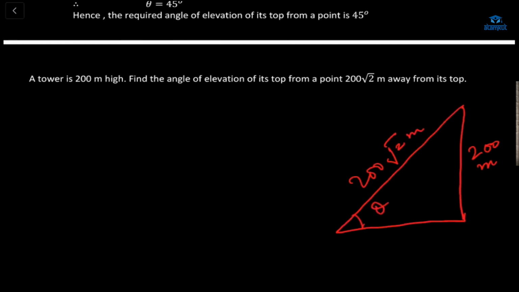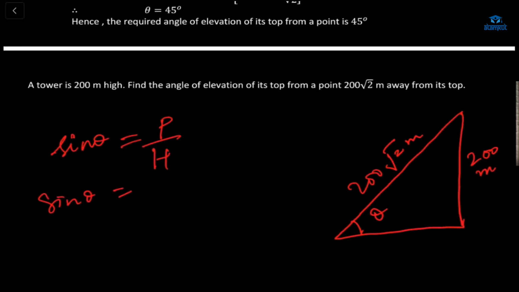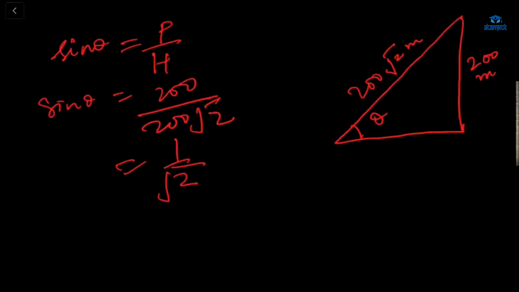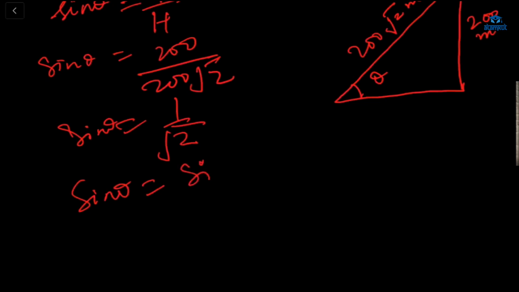Now, how can we find out the angle of elevation? Which trigonometric ratio uses perpendicular and hypo? Here, this is the perpendicular and this is the hypotenuse. So, which trigonometric ratio is going to use perpendicular and hypo? Sin theta. Sin theta is equal to perpendicular upon hypo. So, sin theta will be equal to 200 meter upon 200 root 2. So, it will be equal to 1 upon root 2. Sin theta is 1 by root 2, so sin 45 degree. So theta will be equal to 45 degree.